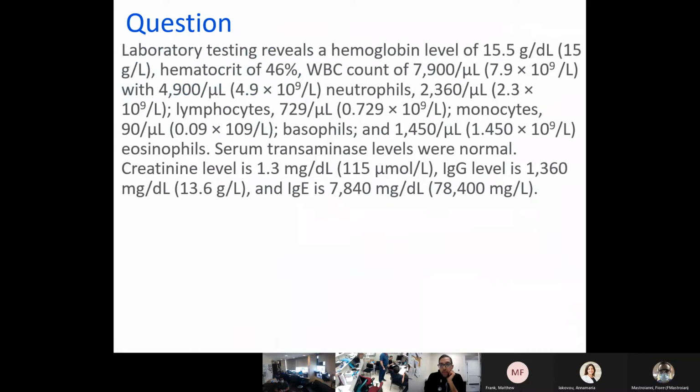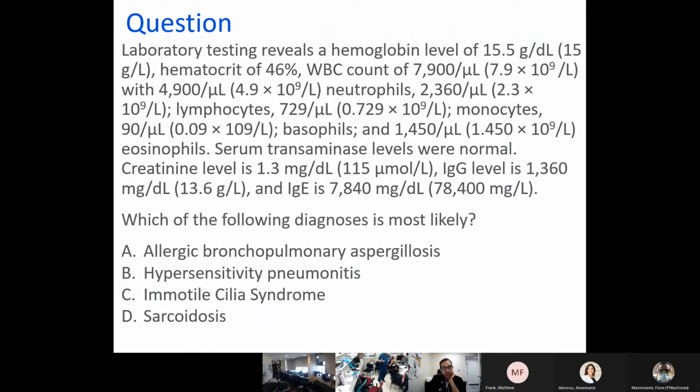Lab testing reveals hemoglobin of 15.5, hematocrit 46, white count of 7,900, with 4,900 neutrophils, 2,300 lymphocytes, 729 monocytes, 90. And then lastly here, most importantly, eosinophils were 1,450. Serum transaminase levels were normal, creatinine is 1.3, IgG level is normal at 1360, and IgE is 7,840. So pretty straightforward question, but it's important for us to recognize this.